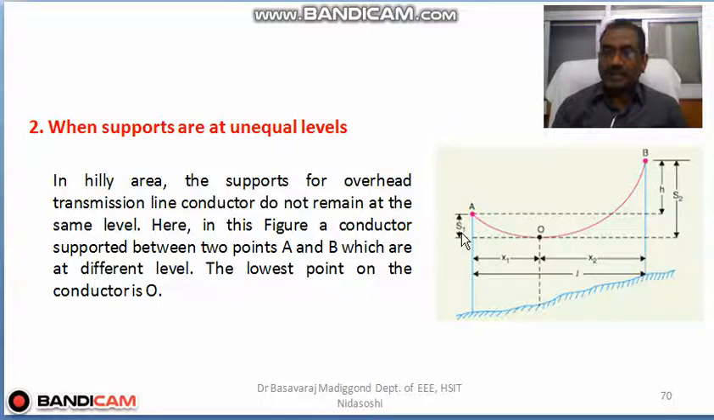S1 is the sag at support A and S2 is the sag at support B. H is the difference in the two sags, H is equal to S2 minus S1. L is the total span, the distance between support A and support B. X1 is the distance between A and O, whereas X2 is the distance between O and B.